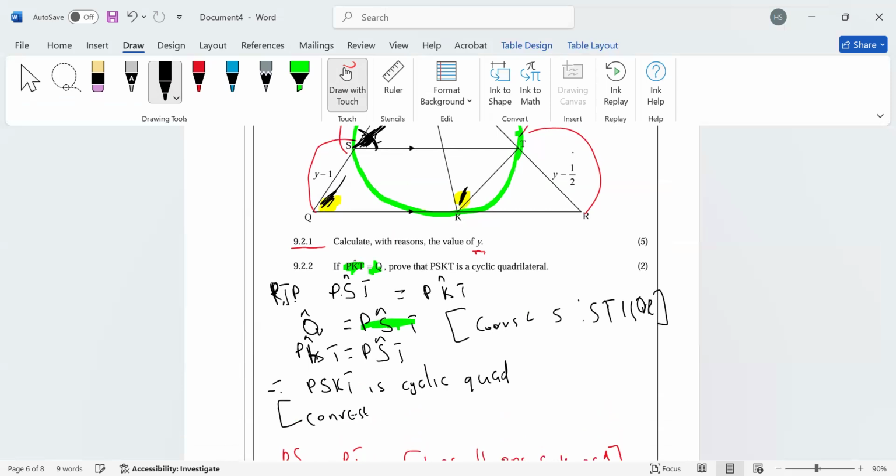Converse. Yeah, converse. There is a theorem that proves that: converse angles in the same segment. We're done for today, guys. Homework.